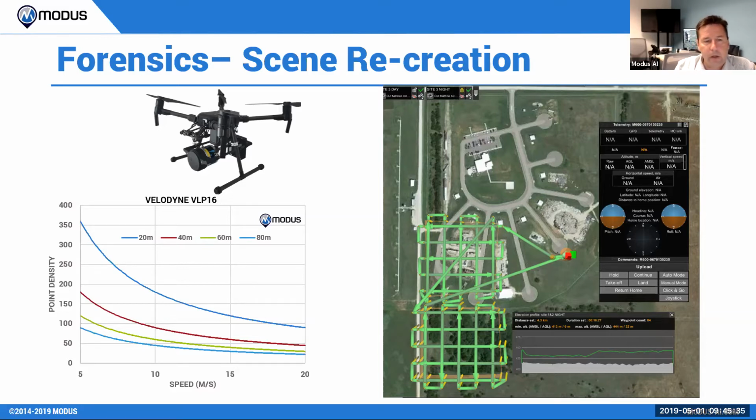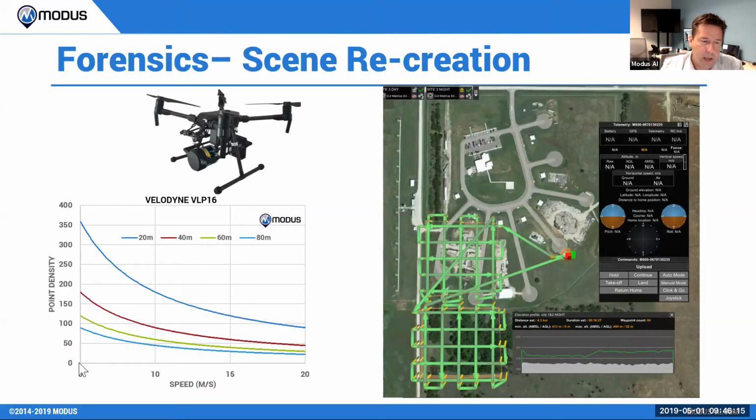The important piece here, while we're talking about forensics and scene recreation, is that this actually had a ton of other applications that were very apparent to us when we did our research. So you can see over here on the right-hand side, these are 3-acre parcels, so they're really small, and we're really only interested in 1 acre. However, what we want is really high point density.